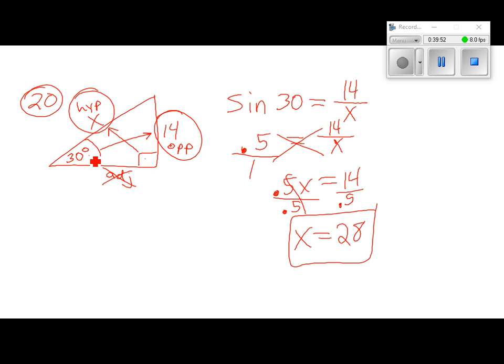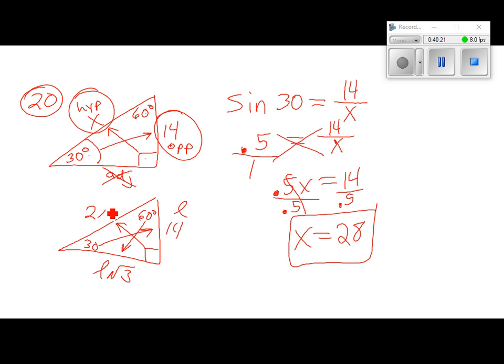What kind of special triangle was this? 30, 60, 90. We said last time, let me redraw this because I'm confusing myself with all this extra stuff on here. If this angle's 30, this angle's 60, we know this is 14. When we did the 30, 60, 90, the side across from the 30-degree angle got labeled L. Side across from the 60-degree angle, L times the square root of 3. Side across from the right angle got labeled 2 times L.